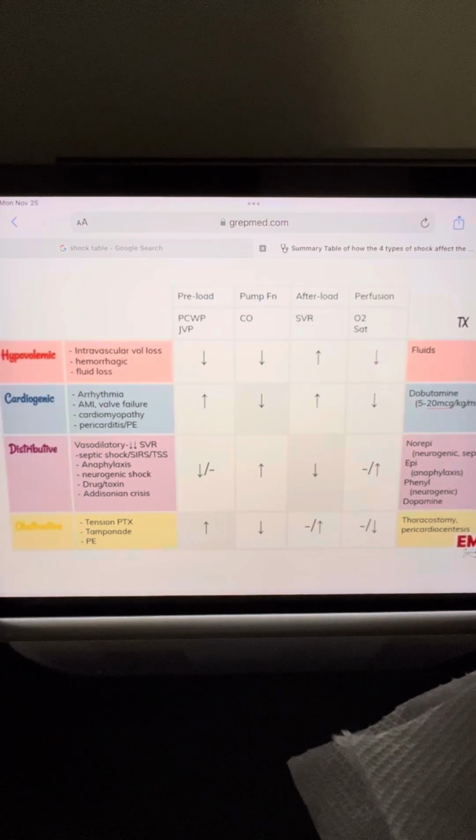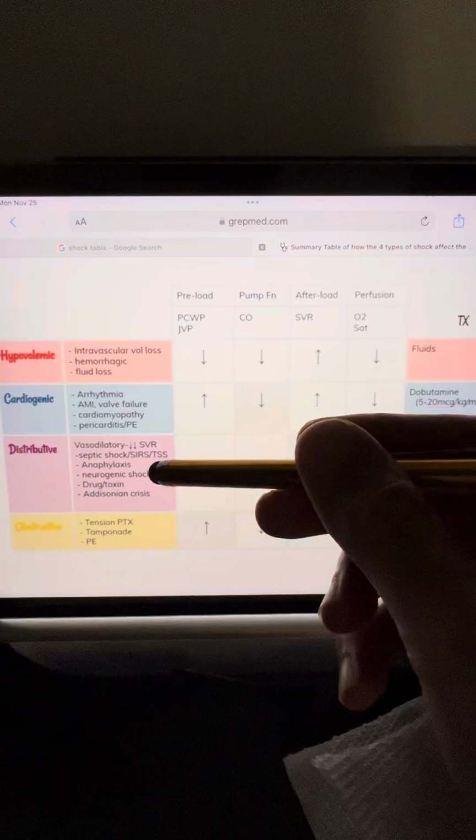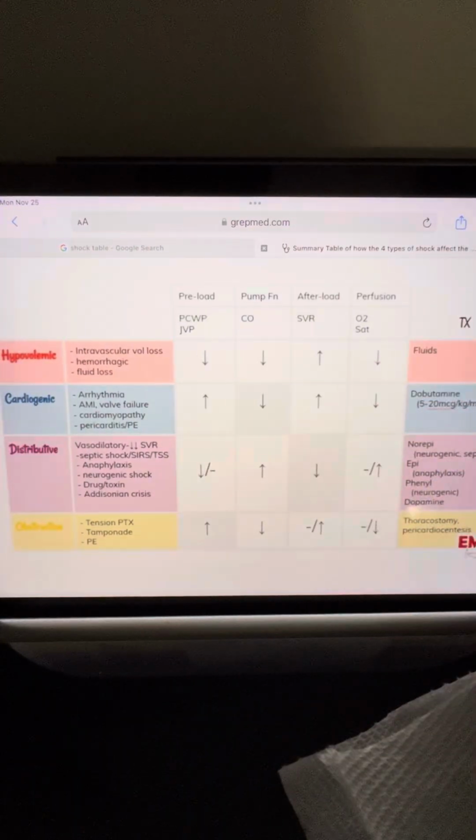Another thing that you'll have is what's called neurogenic shock. So what that is, basically, there's damage to the nervous system. Maybe the person's had a spinal injury, and now the nervous system is damaged, so the vessels cannot constrict, so they are dilated. Okay, so those are the two main causes.